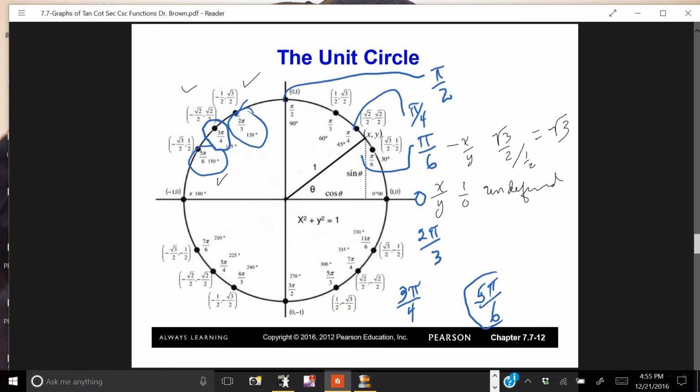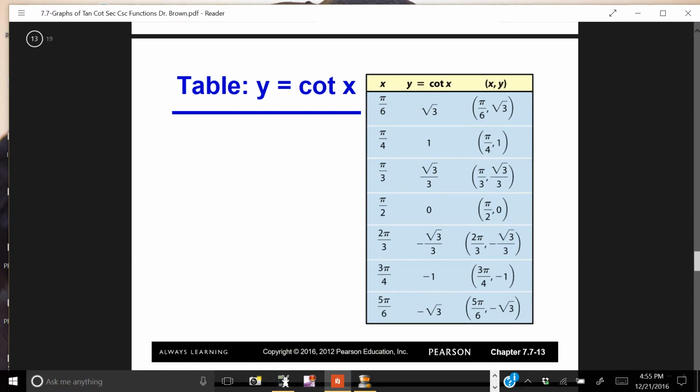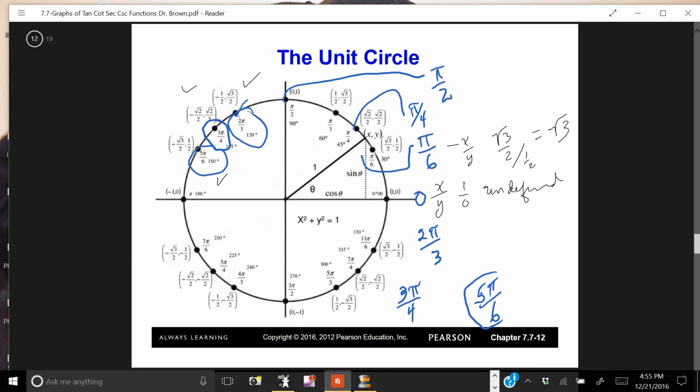So on our table for pi over 6, we should see the square root of 3. If you continue to do this for pi over 4, you're going to get x over y, which is the square root of 2 over 2 divided by the square root of 2 over 2 equals 1. And then for pi over 2, it's going to be x over y, which is 0 over 1. So the cotangent of pi over 2 is 0.